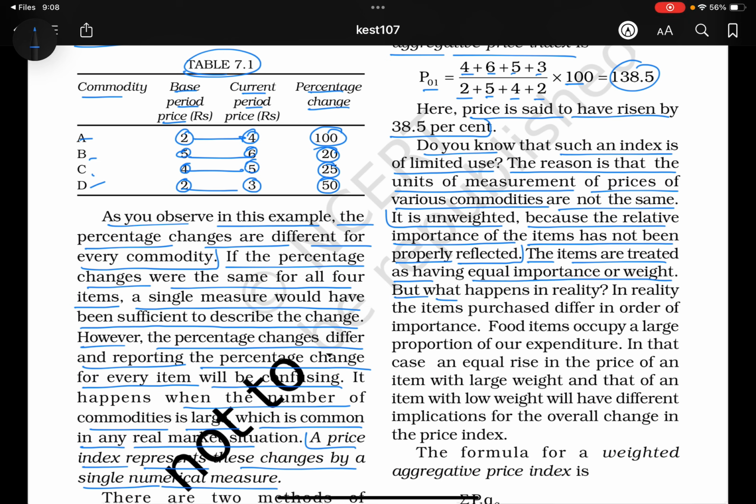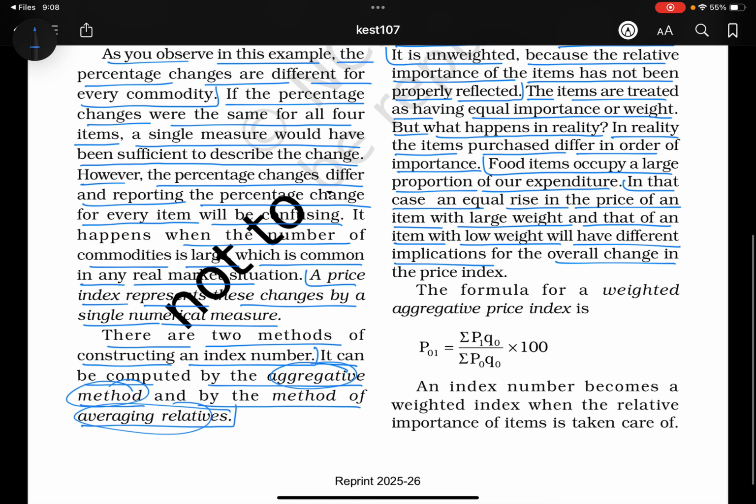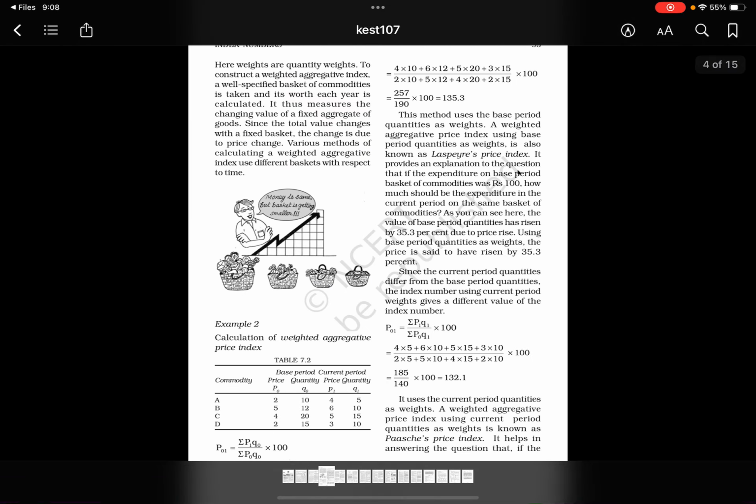But what happens in reality? In reality, the items purchased differ in order of importance. Food items occupy a large proportion of our expenditure. In that case, an equal rise in the price of an item with large weight and that of an item with low weight will have different implications for the overall change in the price index. The formula for a weighted aggregative price index is P01 = ΣP1Q0 divided by ΣP0Q0 into 100. An index number becomes a weighted index when the relative importance of items is taken care of.